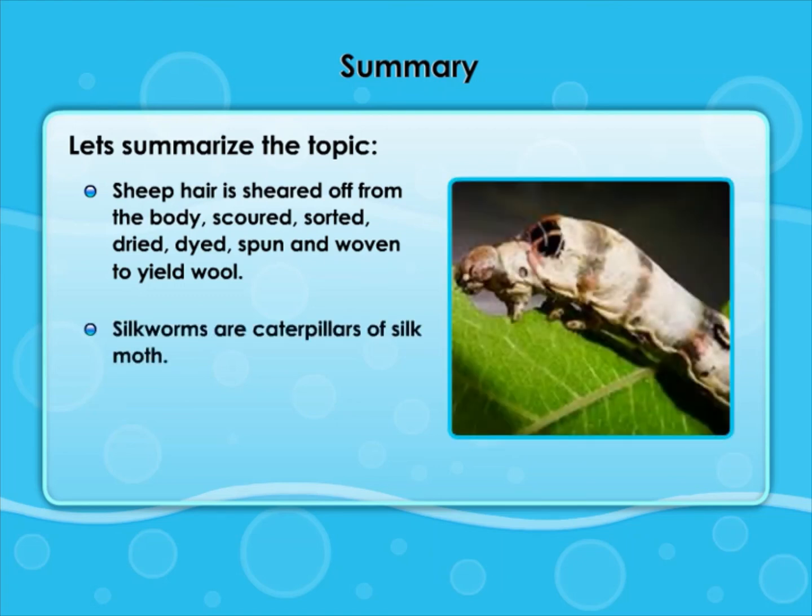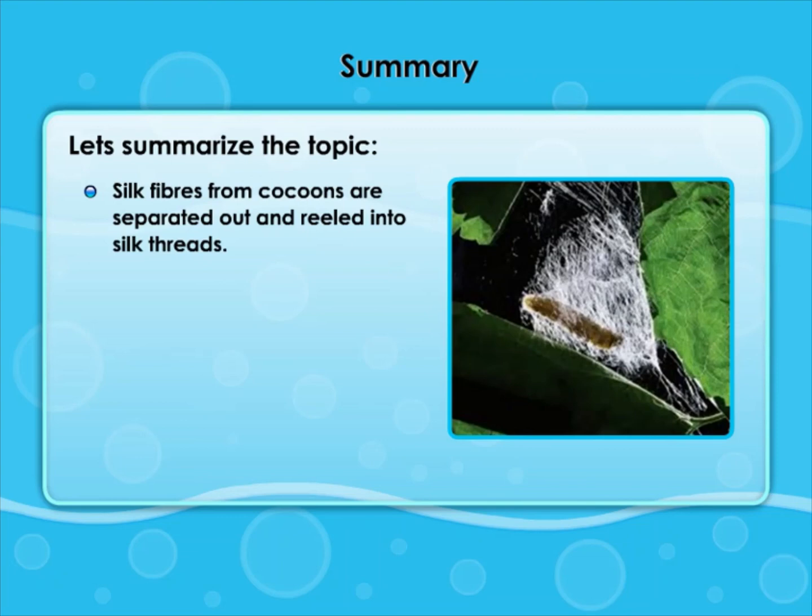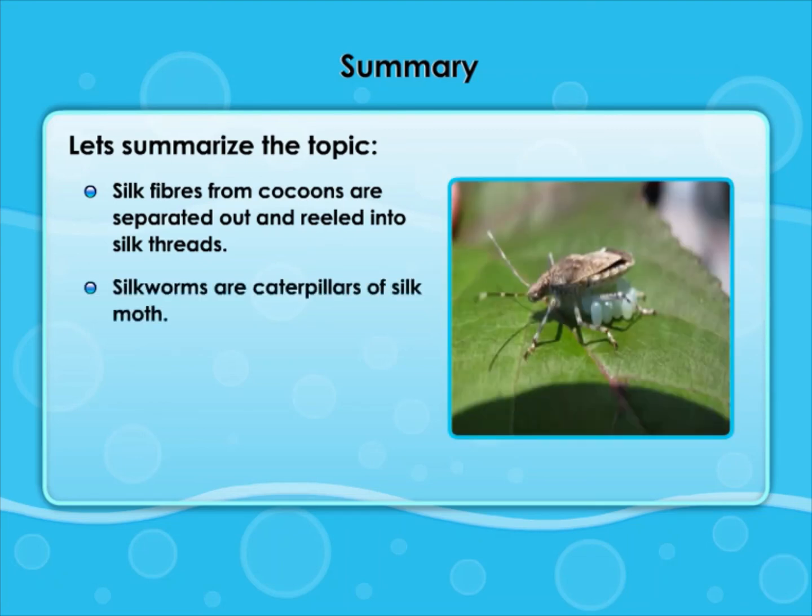Silkworms are caterpillars of silk moth. Silk fibers are made of a protein. Silk fibers from cocoons are separated out and reeled into silk threads.